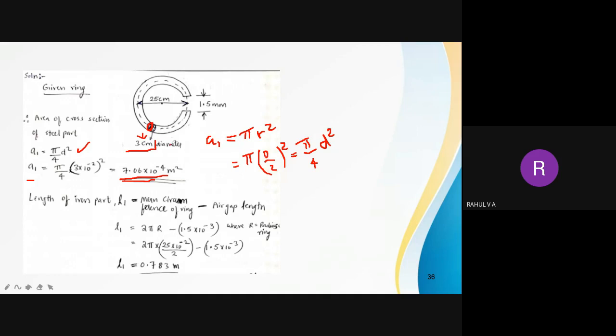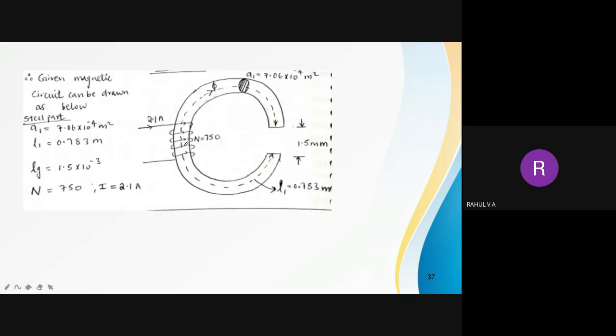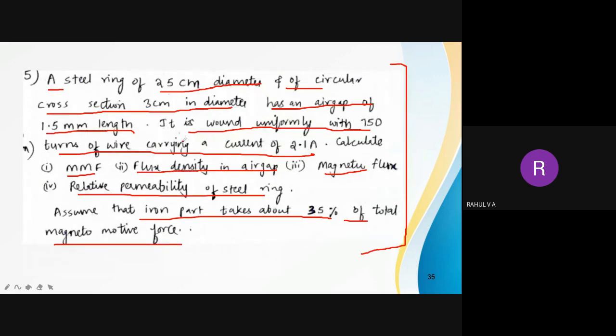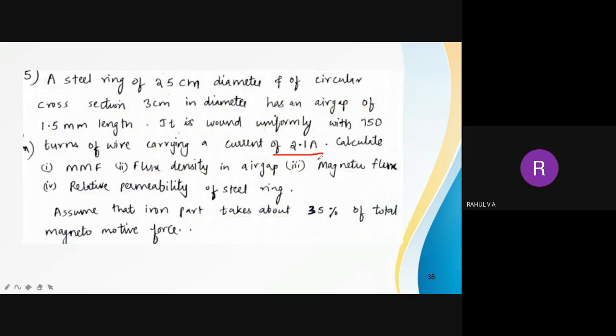So the difference between this problem and the previous one is that in the previous problem they were directly giving you the area and mean length. But in this case, they have given only the diameter of the ring and the diameter of the cross section. So we have found A1 and L1. Now the basic things required for this problem are done. Current is also given.